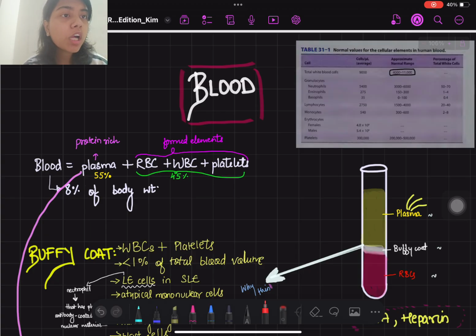Beginning the video, I'm going to ask you a question. What do you think? How much percentage of your body weight will the blood occupy? The blood, without which no body cell can survive. So how much do you think? It is only about 8% of your body weight that blood occupies. And this MCQ can be asked.